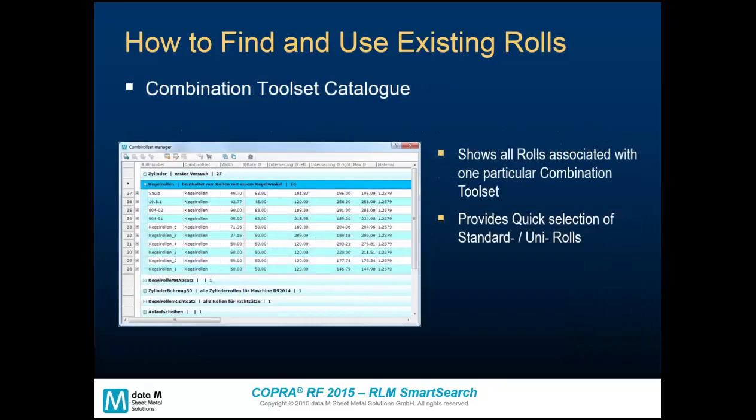If you have combination tool sets, these should of course all be stored in the catalogue. And in here we can show all rolls associated with one particular combination tool set, be it for a channel, a box or a C-section for example. And the system then provides a quick selection of these standard universal rolls for use in the roll design itself, thus reducing the possibility for duplication in manufacture.